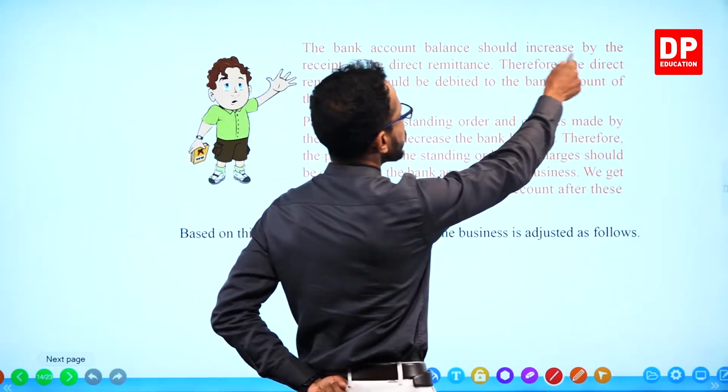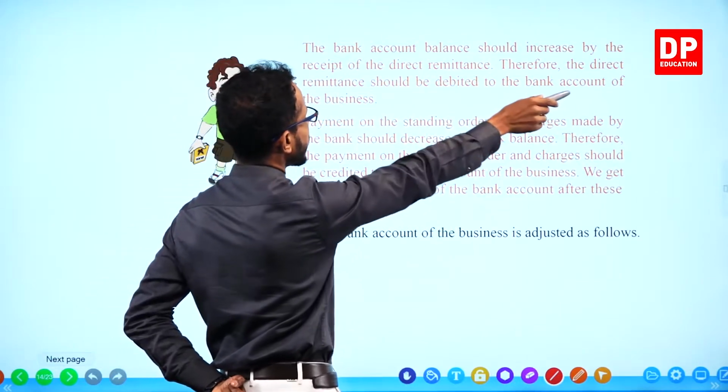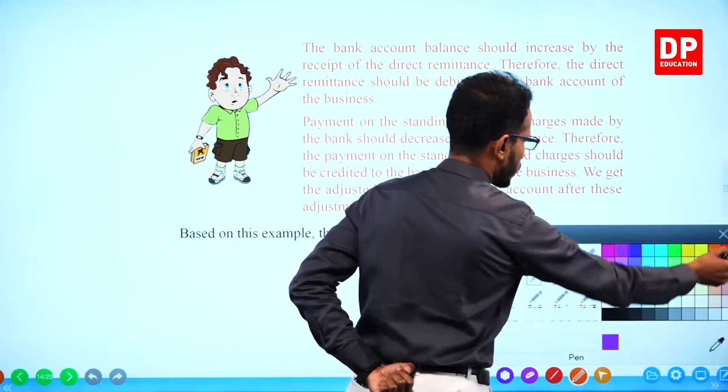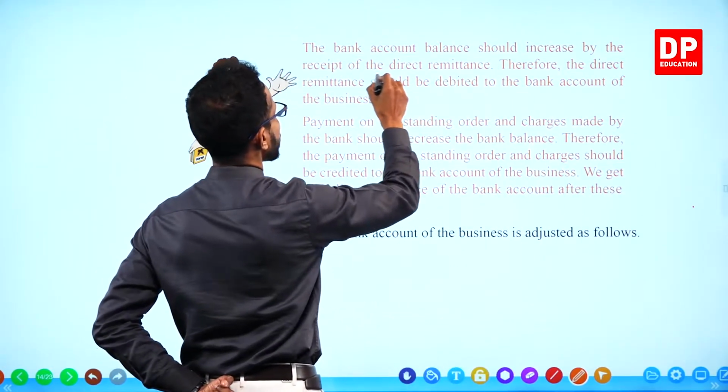The bank account balance should increase by the receiving of direct remittances, of course. Let's take it separately. Direct remittances.